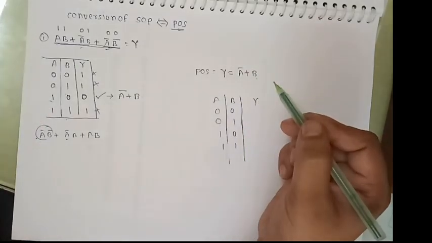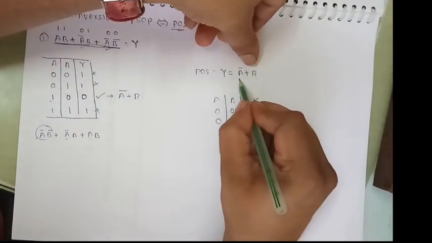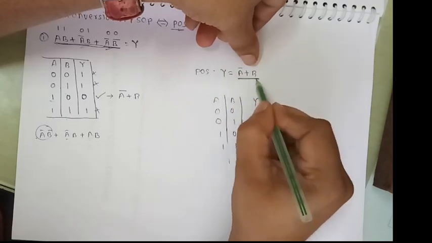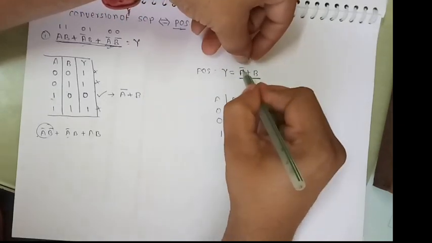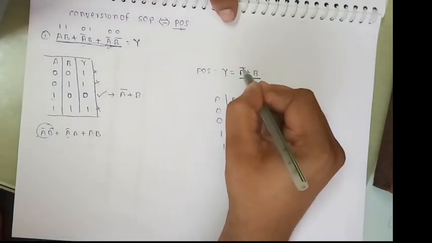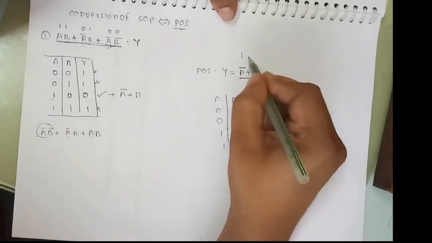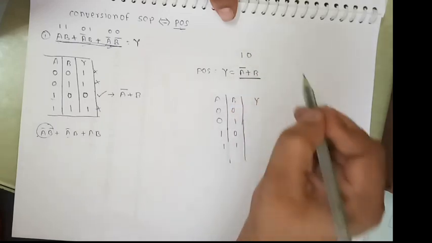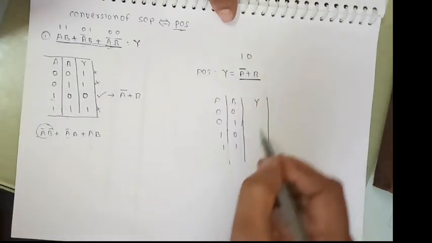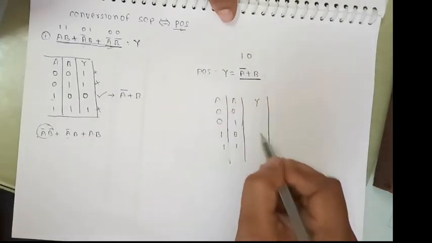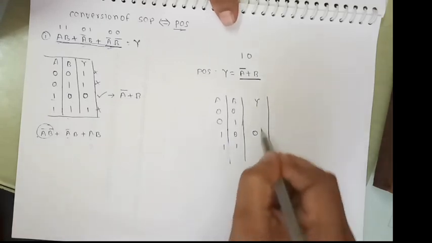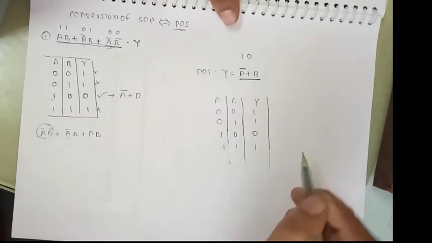So here only one sum term is there. The equation is in POS form, so bar indicates the value is 1 and B indicates the value is 0. So for 1 0 we have to write the output Y equal to 0. Where is 1 0? Here the output is 0 only, and in the remaining cases the outputs are 1.